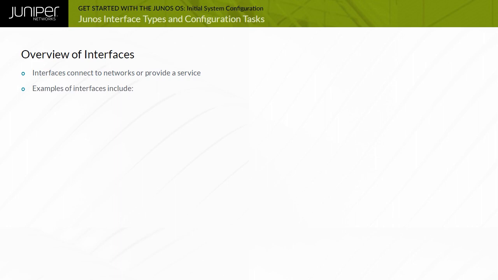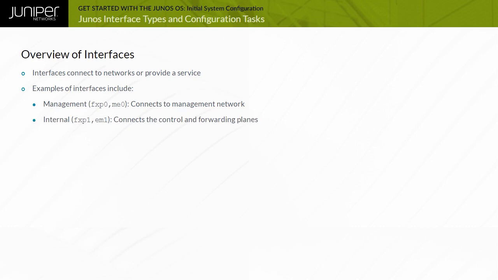On platforms running Junos OS, several types of interfaces exist, including management interfaces, which are used to connect the device running Junos OS to a management network. The actual designation for this interface is platform-specific. Examples include FXP0 and ME0. Internal interfaces are used to connect the control and forwarding planes. The actual designation for this interface is platform-specific. Examples include FXP1 and EM1.